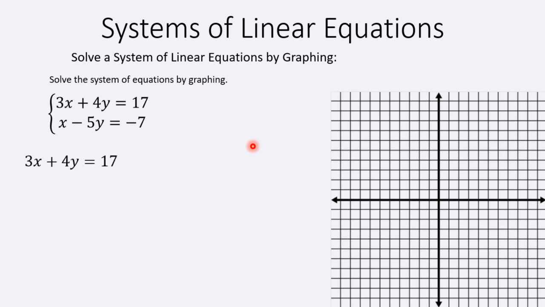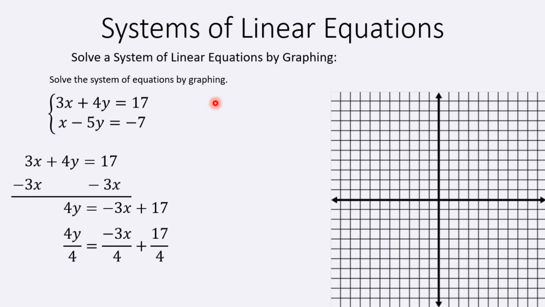So here, 3x plus 4y equals 17, this top equation. I'm going to solve it by subtracting 3x from both sides. I'm solving for y to put it in slope-intercept form. That's going to give me 4y equals -3x plus 17. And then I'm going to divide both sides of the equation by 4.